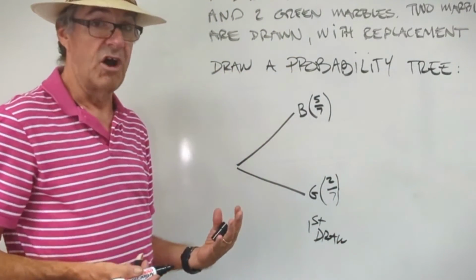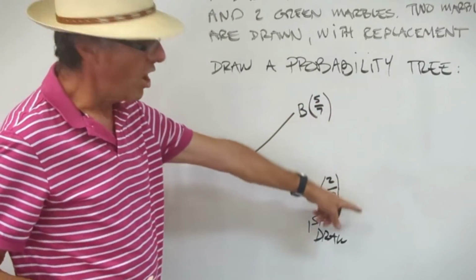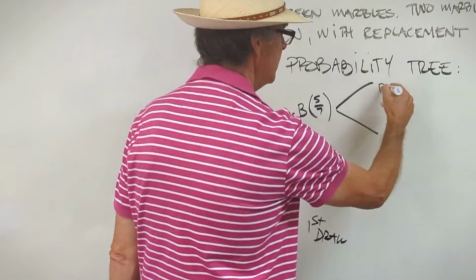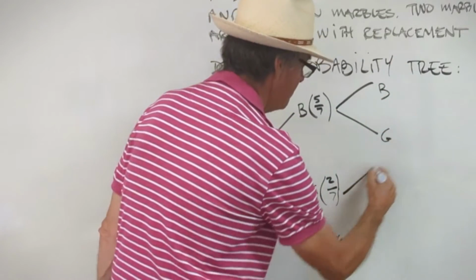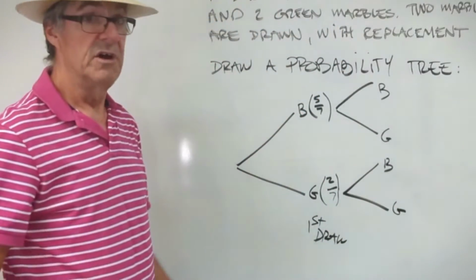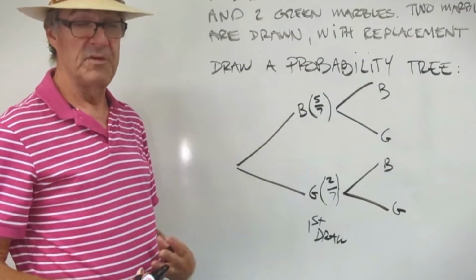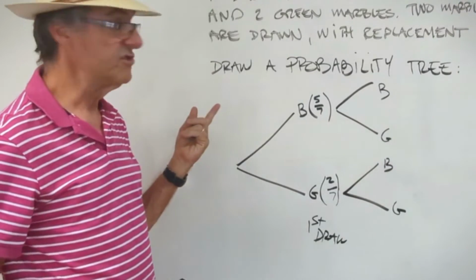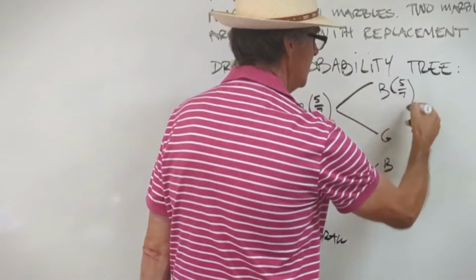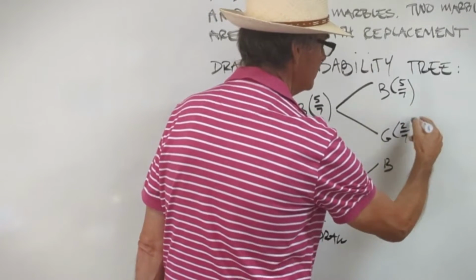Now the second draw, we're just going to make branches off of our first one. So we have blue and green here, and we have blue and green there. Okay? So this is the full probability tree for our situation. And we can put the odds here as well: 5 over 7, 2 over 7, and so on.